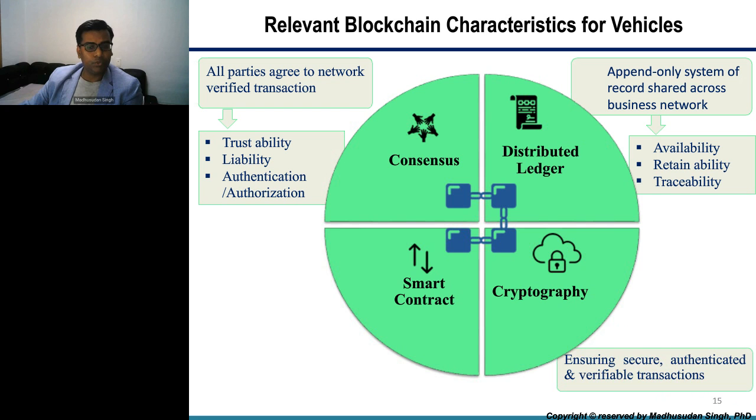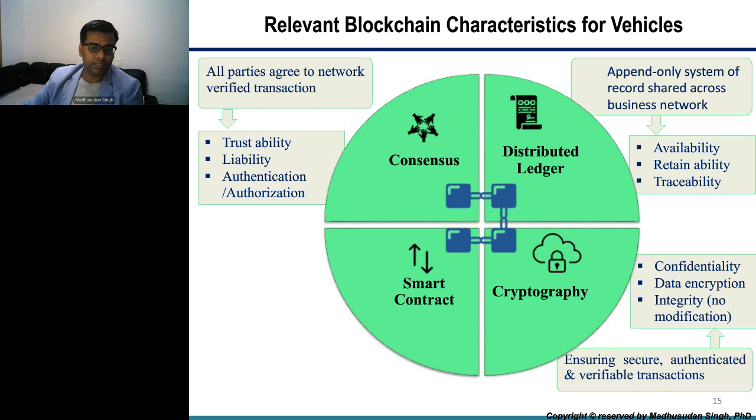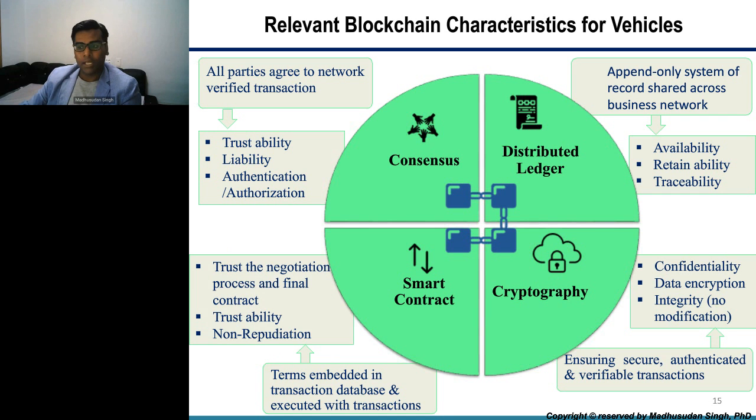Third, we have cryptography, which ensures a secure, authenticated, and verifiable network. For this, as we know, we are using SHA. So it provides confidentiality, data encryption, integrity, and no modifications. And last, we have the smart contract, which provides terms embedded in the transactions database and executed with the transactions. So it provides trust, the negotiation process, and the final contract availability, trustability, and non-repudiation. So all four features of blockchain protect the vehicles, providing the basic security. Considering the attacks we talked about, they can protect against those attacks.